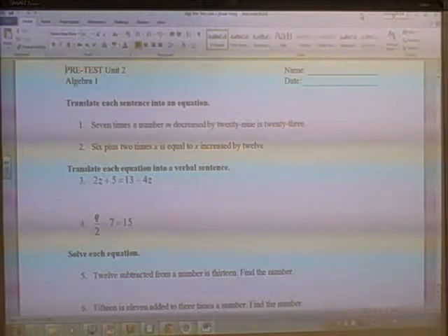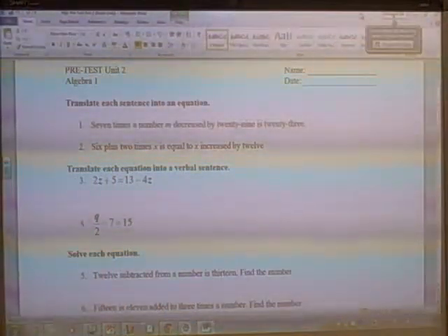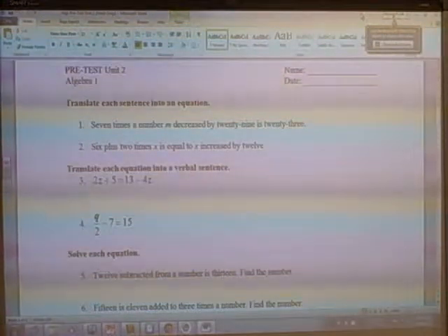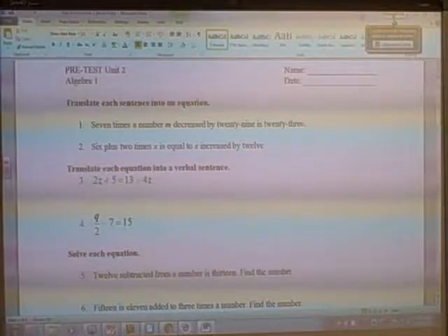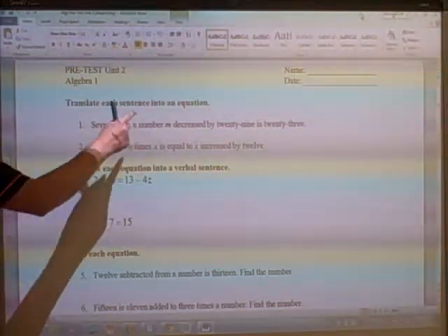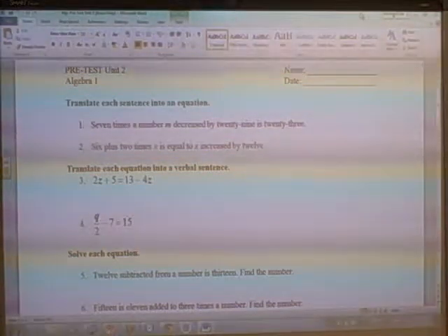So this is the pre-test for Unit 2 on Algebra 1, and what we're looking at here mainly is going to be equations and inequalities. So we start off first of all by translating each sentence into an equation. As soon as we see an equation here, we know that it should be something with an equal sign, so we can use that to our advantage.